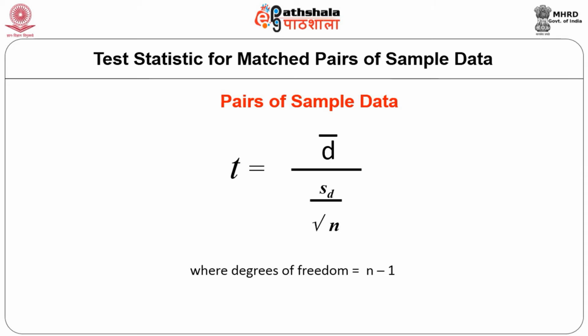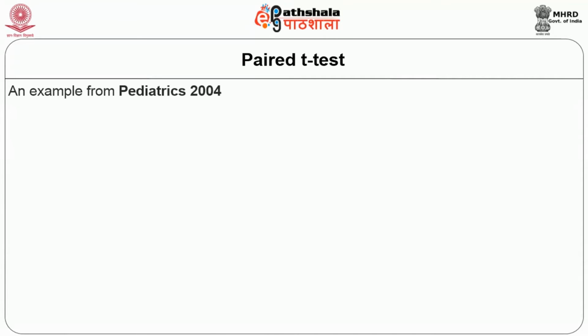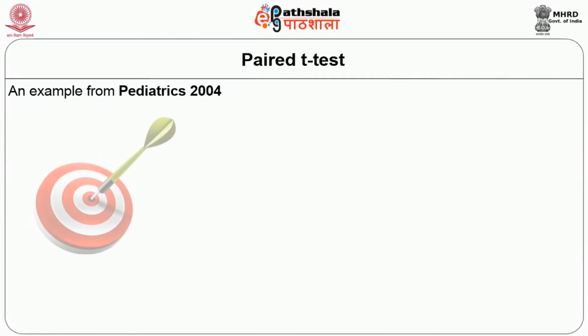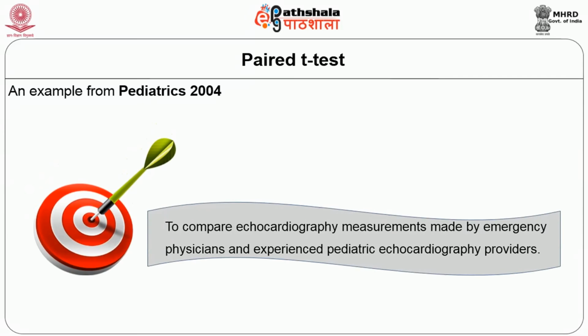If you reject the null hypothesis, that means that there is a difference between the pre and post, or the intervention has an effect. If it is not, then pre and post did yield the same result. I have given the example picked up from Pediatrics 2004. The goal is to compare echocardiography measurements made by emergency physicians and experienced pediatric echocardiography providers.